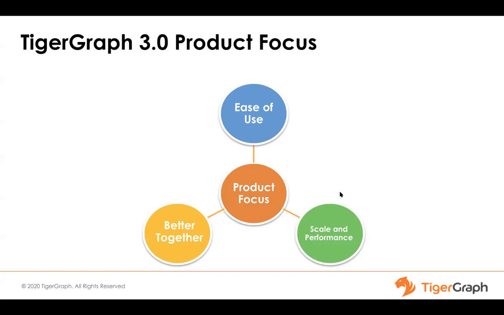And the last thing is what we call better together. Basically, what that means is TigerGraph by itself is not on an island. We are part of a data platform ecosystem. We have to play well with other data systems. That way, the integration is as frictionless as possible.